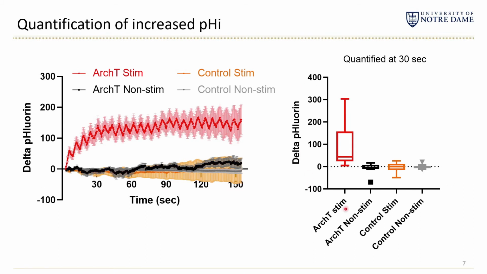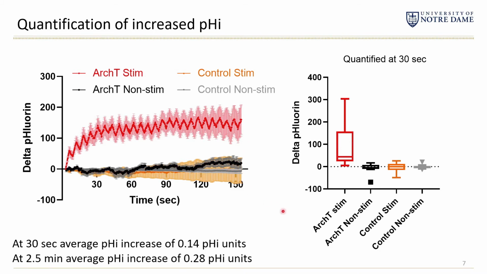So this is just another way of looking at this quantification. This is quantified at 30 seconds. However, this trend does hold over the course of the 2.5-minute experiment. And again, what you'll notice is that only our ArchT stimulated cells have this increase in intercellular pH.